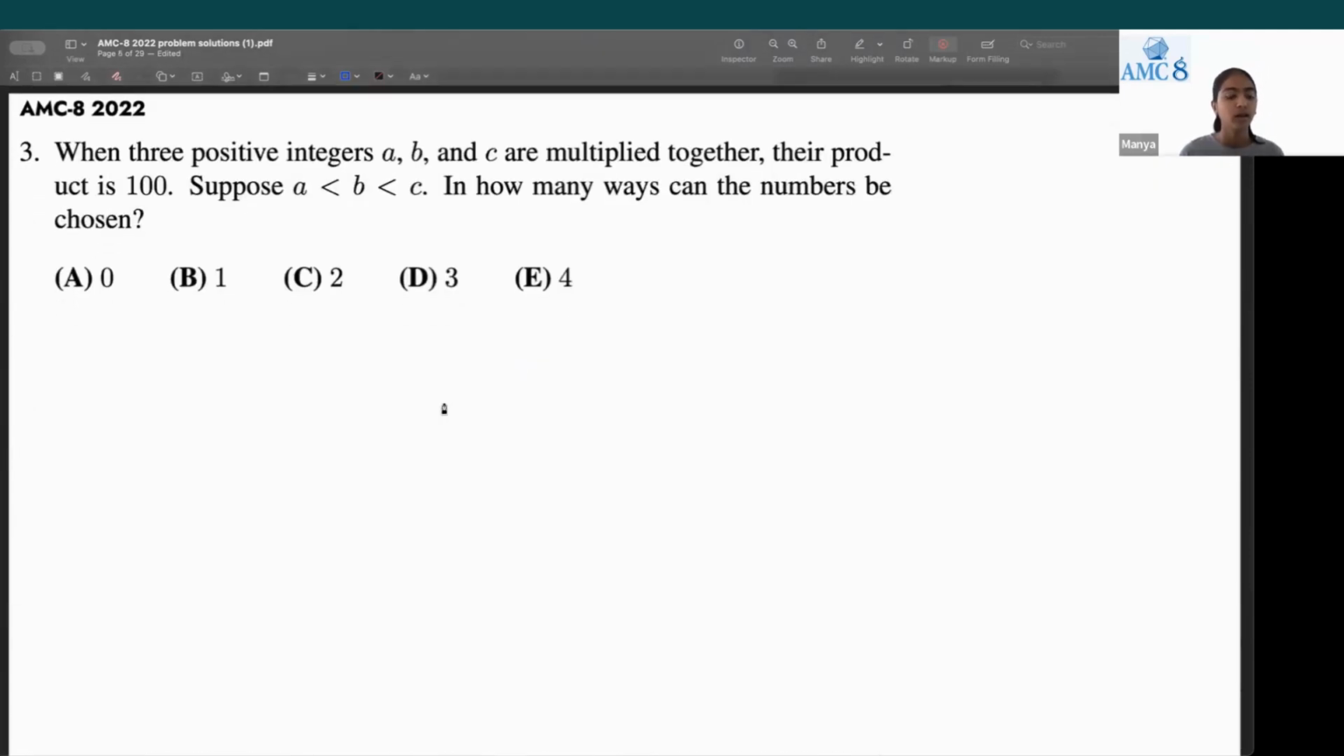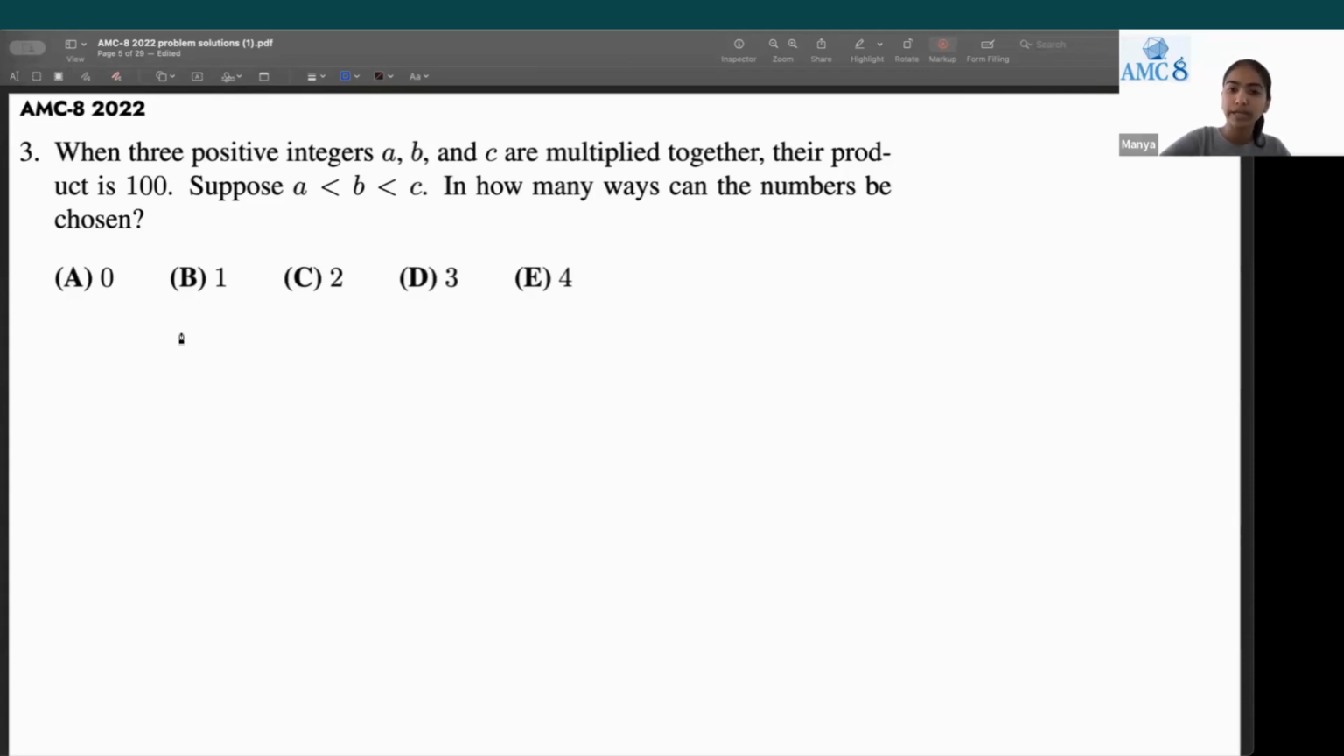Problem number 3. When three positive integers, a, b, and c, are multiplied together, their product is 100. Suppose a is less than b and b is less than c, then how many ways can the numbers be chosen? So first we can list out all of the factors of 100.